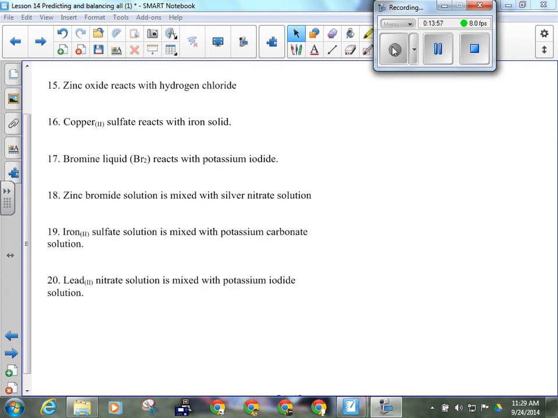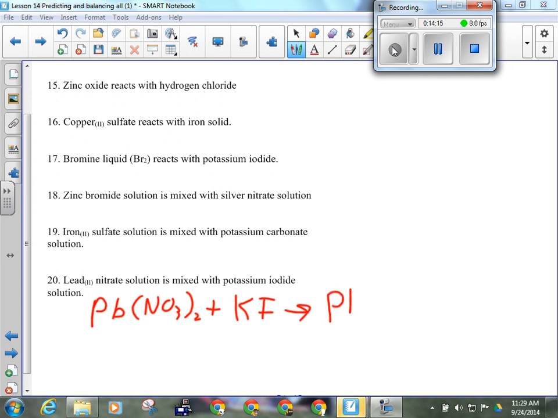Okay, in case you're getting to the end of that sheet I gave you today, the key got cut off. For this one here we've got lead(II) nitrate, that's Pb(NO3)2, mixed with potassium iodide, KI, and that gives you lead(II) iodide and potassium nitrate.